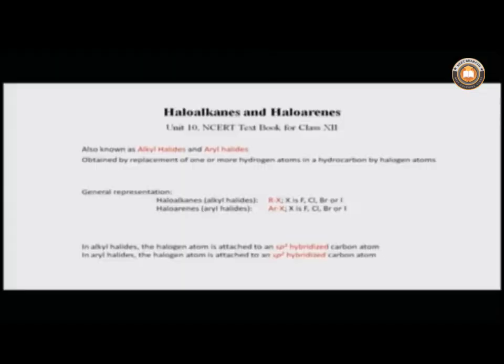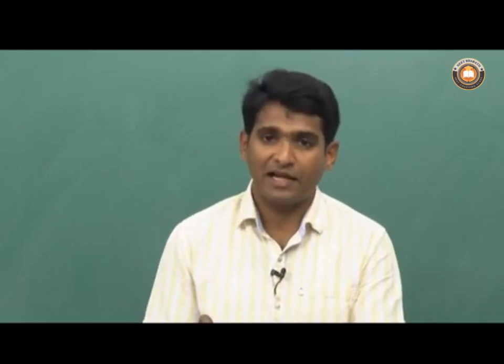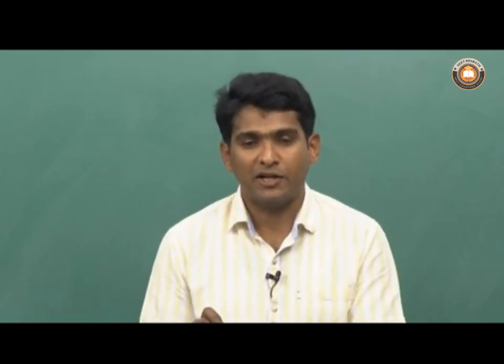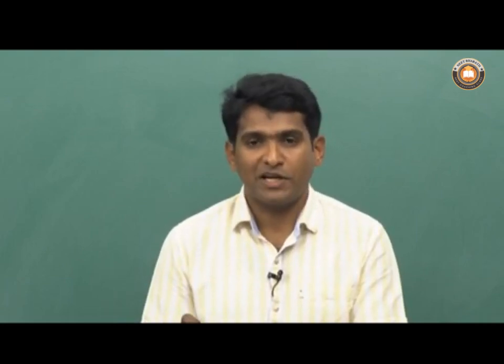So today I will be discussing the portions that are covered in Unit 10 of the chemistry book by NCERT for class 12 students. And this particular chapter, as you would know, covers haloalkanes and haloarenes. These class of compounds are also known as alkyl halides and aryl halides. They are a class of organic compounds where a hydrogen atom that is present in a hydrocarbon is replaced by a halogen atom. Multiple hydrogen atoms can also be replaced by multiple number of halogen atoms, and in those cases too they fall under the same category.